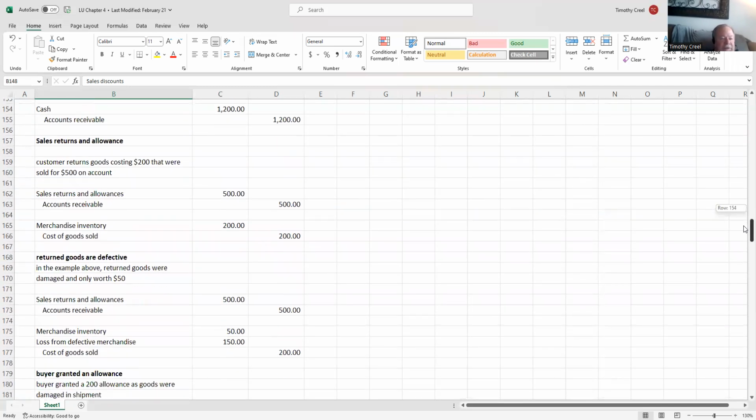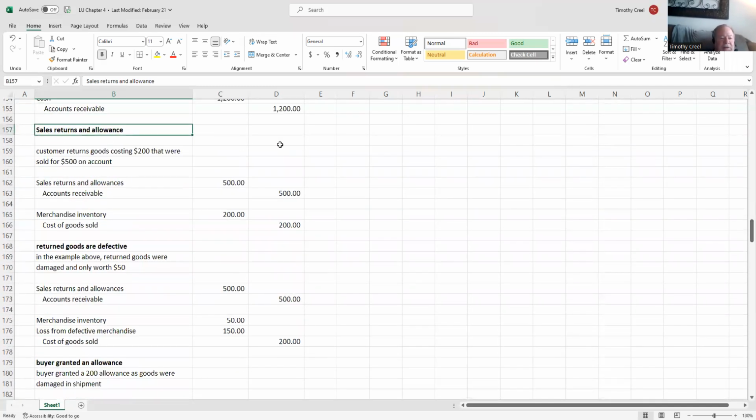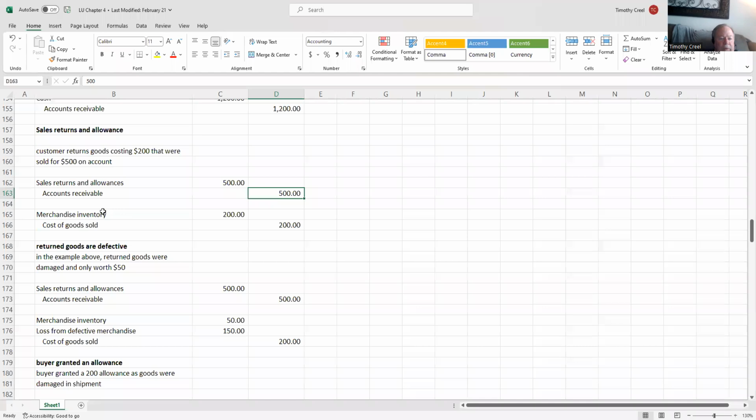So speaking of returns, let's look at sales returns and allowances. This is when customers return items to you. You sold it to them, they bring it back, which is a normal part of business. Say a customer returns goods costing $200 that were sold for $500 on account. We would debit sales returns and allowances and credit accounts receivable for $500. We would debit merchandise inventory for $200 and credit cost of goods sold for $200.